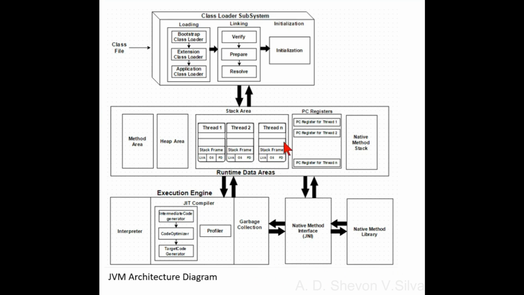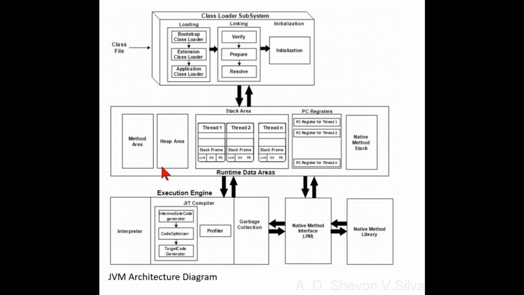Here you can see the class loader subsystem interacts with the runtime data areas. Runtime data areas interact with the execution engine and native method interface. Class file is connected to the class loader subsystem. Loading is connected to linking. Linking is connected to initialization in the class loader subsystem. Bootstrap class loader is connected to extension class loader. Extension class loader is connected to application class loader. Verify is connected to prepare. Prepare is connected to resolve.